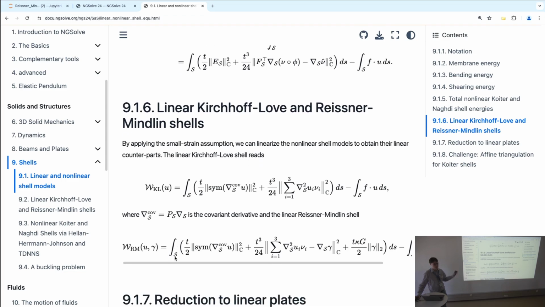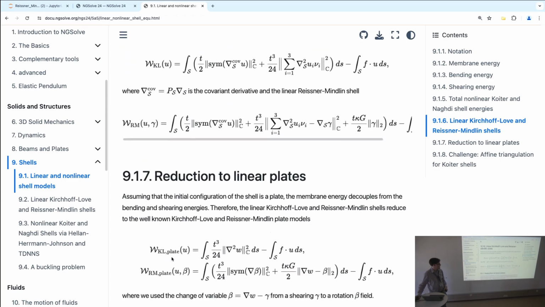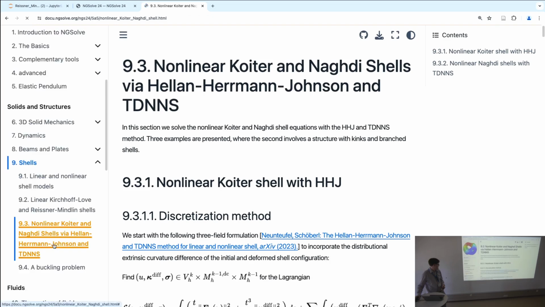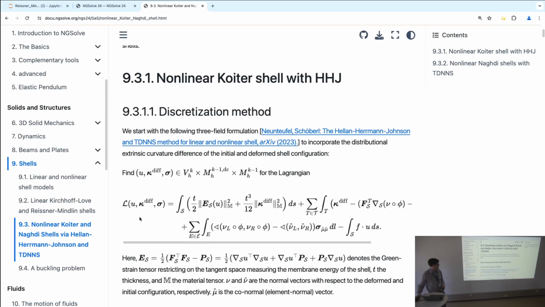I don't go into the linearization procedure. And if the initial configuration is a plate, then in the linear case we again will obtain our Kirchhoff-Love plate and the Reissner-Mindlin plate. And I think because of time I won't go to the linear, but I directly go to the nonlinear shells to show you also some nice shells.